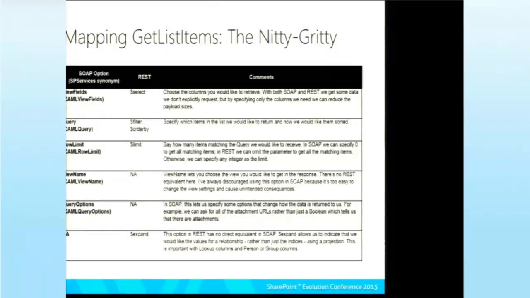CAMLViewName, in SOAP we can specify a view name, and REST doesn't really give us that, but I always thought that was a bad idea anyway, because somebody can change the view name and then all of a sudden we're not getting the data we want. So that's not so bad. Query options let us do some interesting things like pass back the URLs of attachments instead of just a Boolean. There's no direct equivalent for these things, but depending on what you want to do, the OData calls will give you a few options on that as well. And then $expand is the projection idea where we can go and look up data in another list. Okay? Any questions about that table?